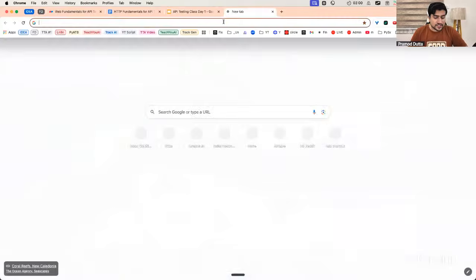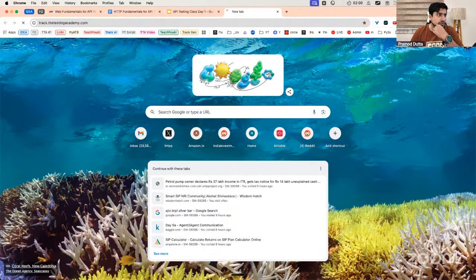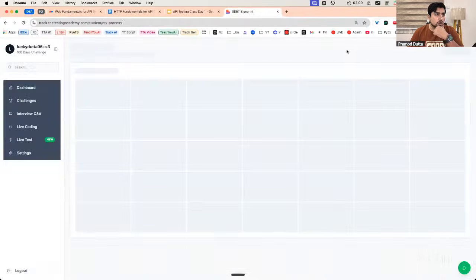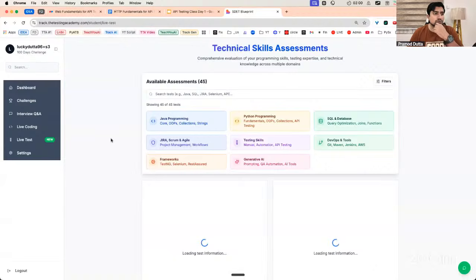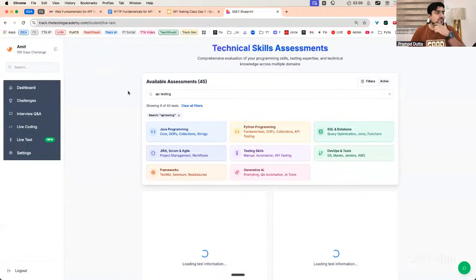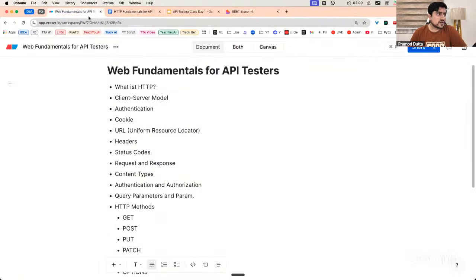Interestingly, there is also a live test related to this. After this session, if you navigate to track.testingacademy.com and log in, there will be a live test added for web fundamentals for API. Not today, not right now, but after this, when you search for API testing, you will find an interesting 30-minute test for the web fundamentals, which is important. Is everyone clear? Interesting stuff is coming.